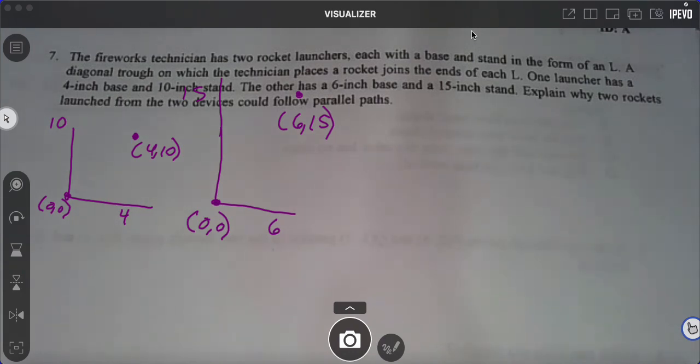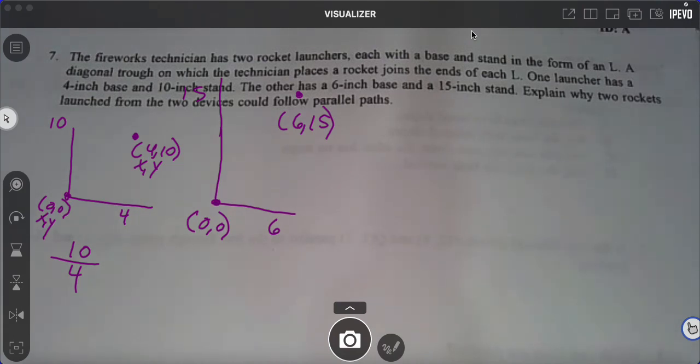I went over 4 and up 10 because I said 4-inch base, 10-inch stand. So it would be 6-inch base and a 15-inch stand. This is your X. This is your Y. This is your X. This is your Y. Just be consistent with it. Now subtract them, and what are you going to get? They are the same thing. What does that mean? Your slope is parallel. This one would end up being 10 minus 0 over 4 minus 0.